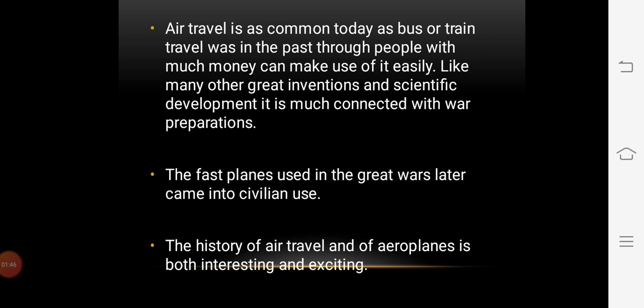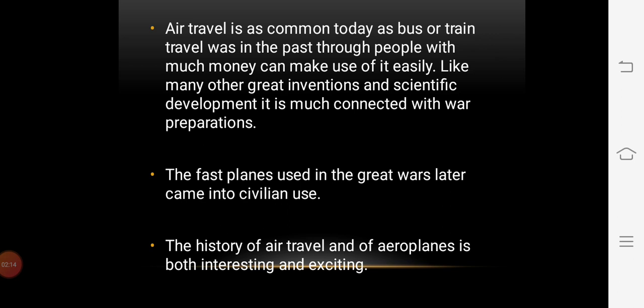First, actually, aeroplanes were used in war preparation. The first planes used in the Great Wars later came into civilian use. As I told you, first of all, aeroplanes were used for the purpose of wars. It was utilized in the wars. Later on, when it had become common, common people could use it for traveling.